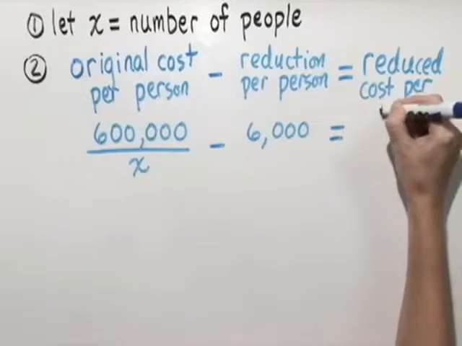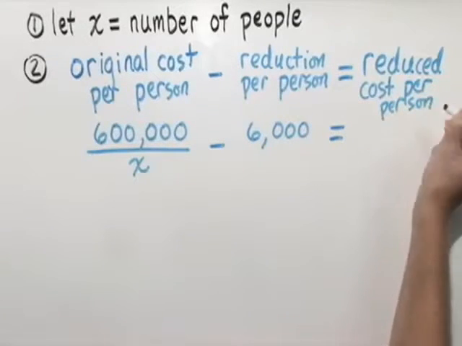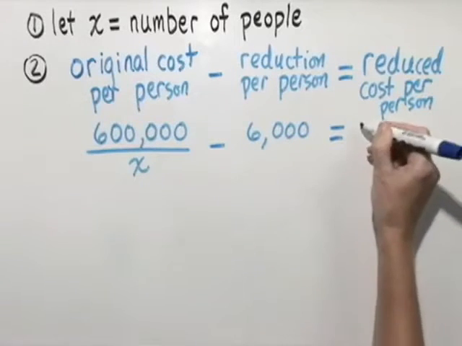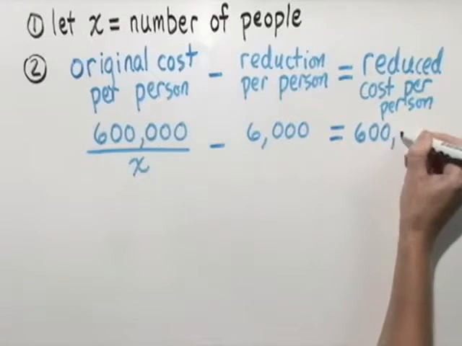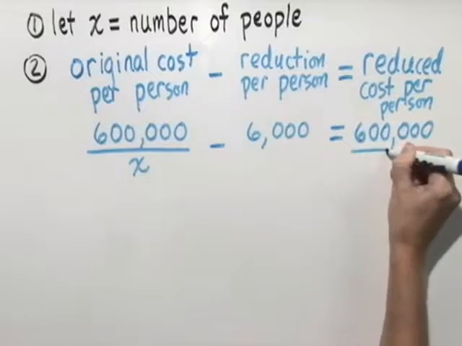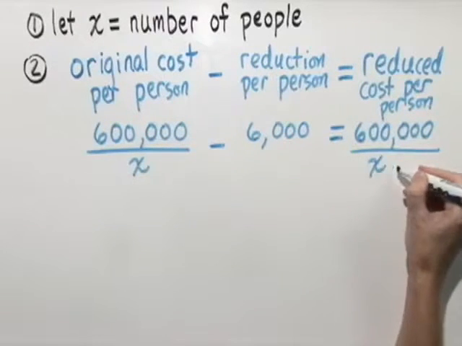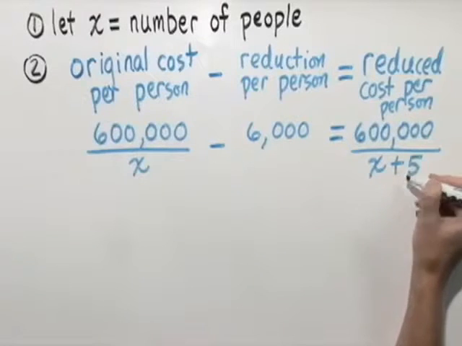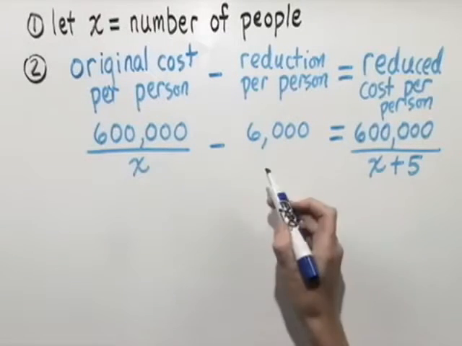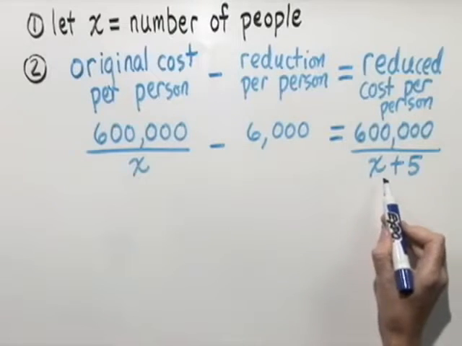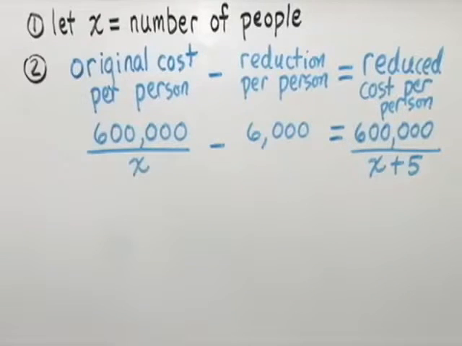per person. Well, the reduced cost per person is again the total amount that the cabin costs divided by the number of people. Well, we were told if 5 more people joined the original group, then the price would be reduced by $6,000. So we're going to divide by x plus 5 on the right-hand side.